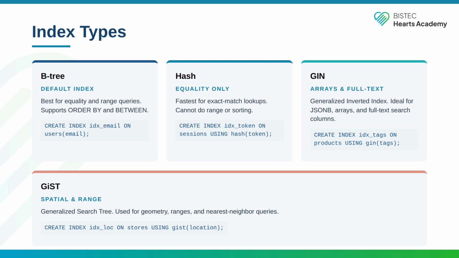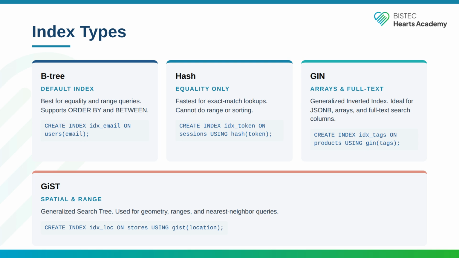Hash indexes are the fastest for exact match lookups. Scenarios like: find the session where token equals this value. But they can't do ranges or sorting. Use them for lookup tables or session tokens where you only ever do exact matches.